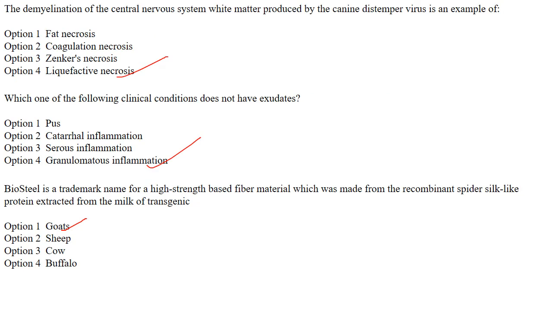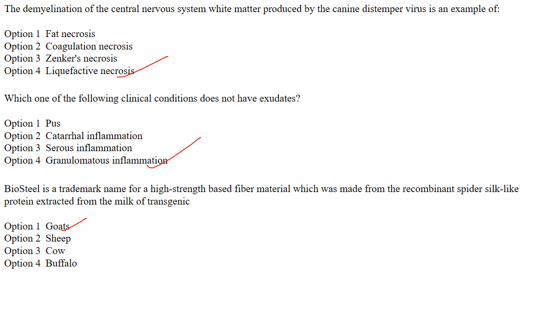Demyelination of the central nervous system white matter produced by canine distemper virus is an example of liquefactive necrosis. Which one of the following clinical conditions does not have exudate? It is granulomatous inflammation.